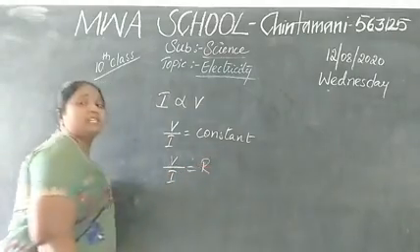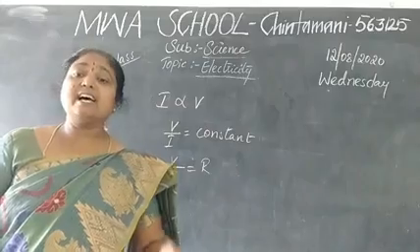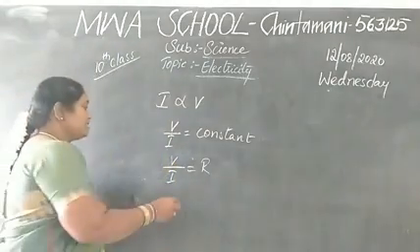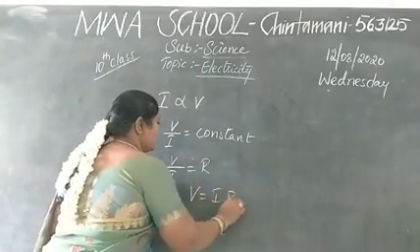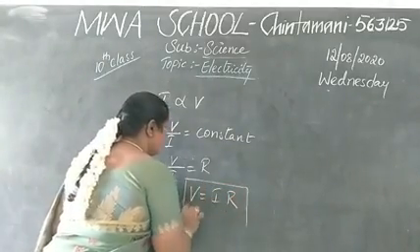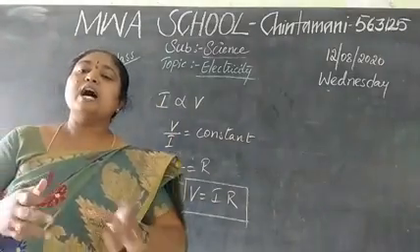R is called the resistance. So for Ohm's law, V is equal to IR. What is the formula we got now? V is equal to IR.